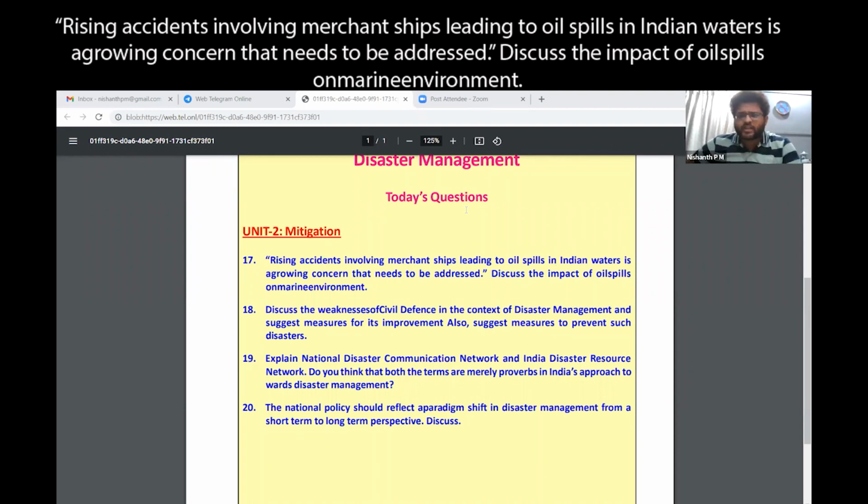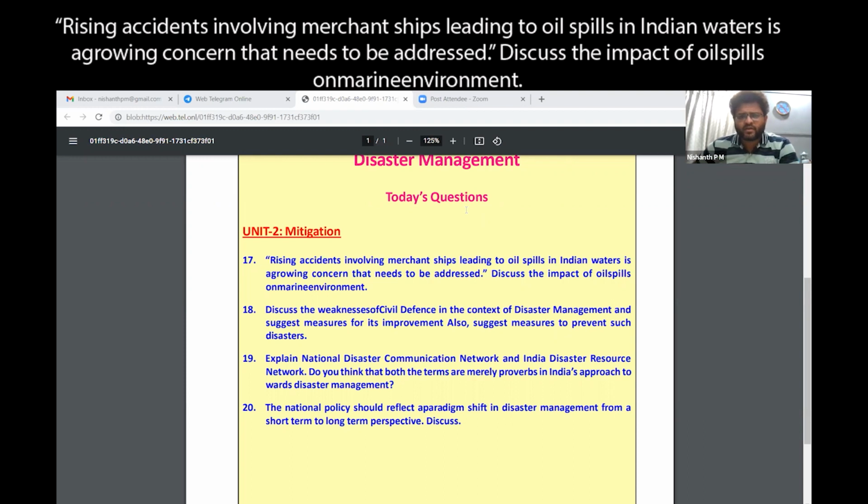What are the impacts of the oil spill? The first thing is, we know that oil forms a kind of layer on the water surface, which will make the aquatic animals unable to take oxygen from the outside. So that layer will block the oxygen. So it will impact the plankton and the aquatic life of the ocean. So that is the first thing.